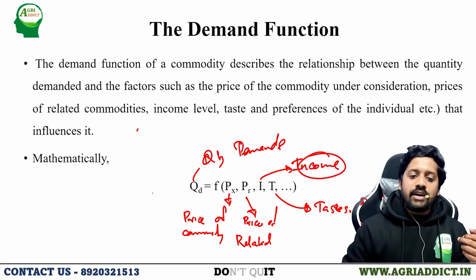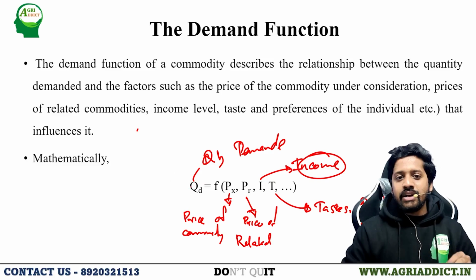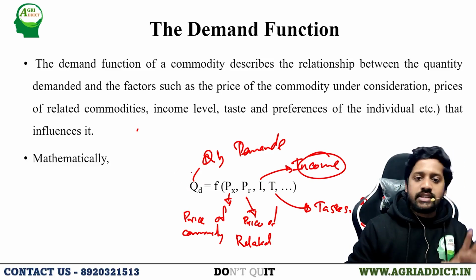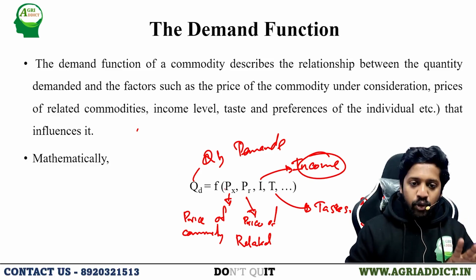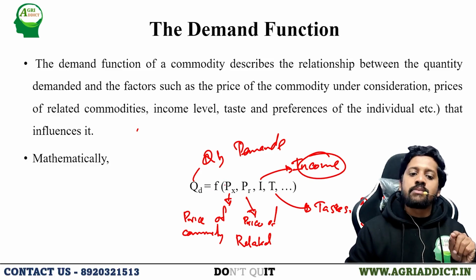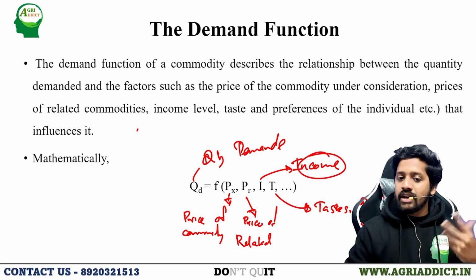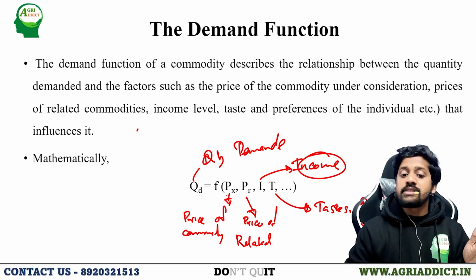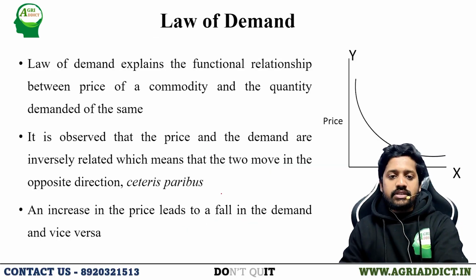So the demand function is nothing but the relationship between the quantity demanded and the factors which cause the demand. The important factors in relation with the quantity demanded are the price of the same commodity, prices of the related commodities, income level of the consumer, tastes, preferences, habits, everything is coming. So this is the demand function.